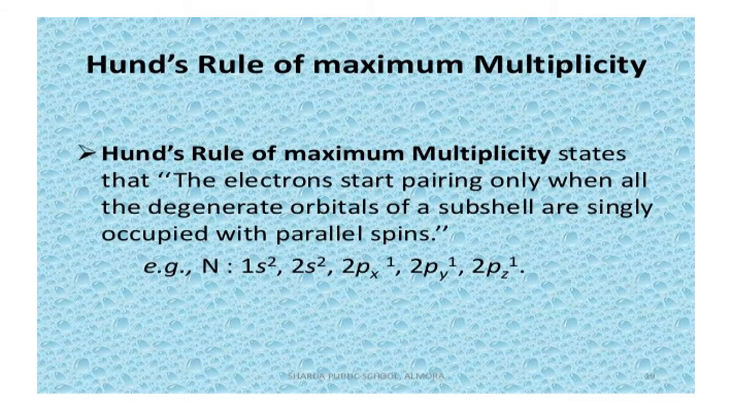Now rule number 3, Hund's rule of maximum multiplicity. This means the electrons start pairing only when all the degenerate orbitals of a subshell are singly occupied with parallel spins. That means whenever they enter the subshells, for example, p has 3, d has 5, f has 7, when they enter p, d or f, how do they occupy? They occupy singly first. For example, in the case of nitrogen, 1s2, 2s2, don't write 2p3 directly here.